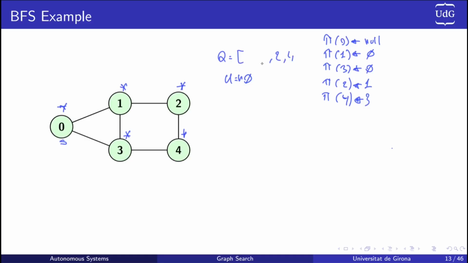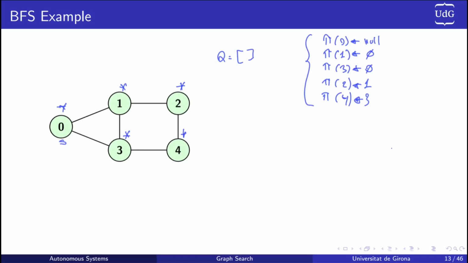Then I continue. I remove 2 from my queue list. All the neighbors of 2 are visited, then I do nothing. I remove 4 from my queue list. All the neighbors of 4 are already visited. Then my queue list is empty. Then I'm done. And this is the output of the BFS.